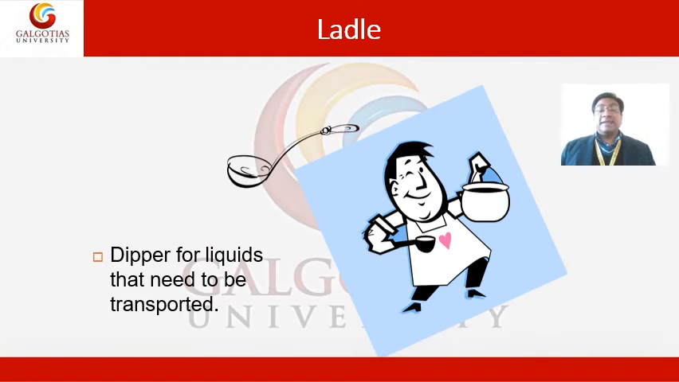Then we have a ladle. So a ladle is a dipper for liquids that need to be transported. If you want to serve a soup from a large kettle to the guest, then we use a particular type of ladle. And the ladle also helps in portion control. Particular ladles have ounces or a capacity marked on them. So that also helps in portion control, so that we don't give extra to the guest, or give less to the guest as well.